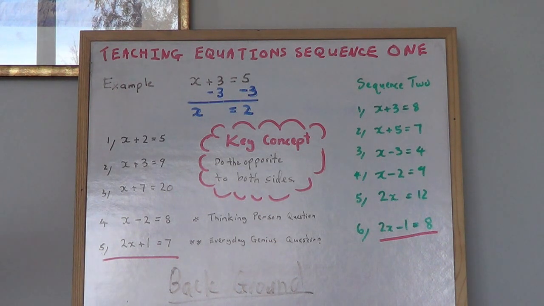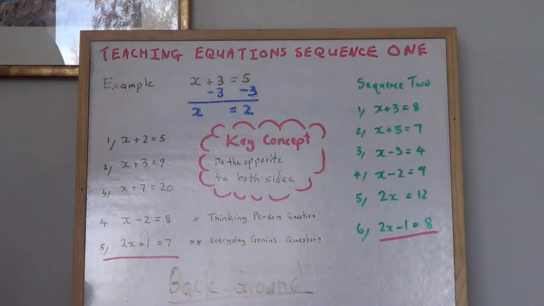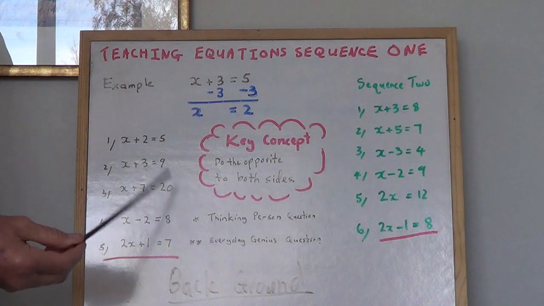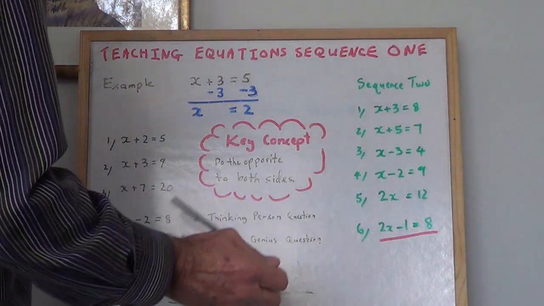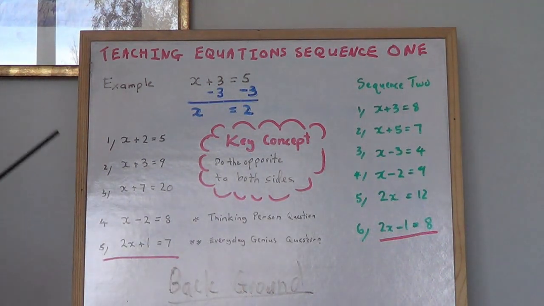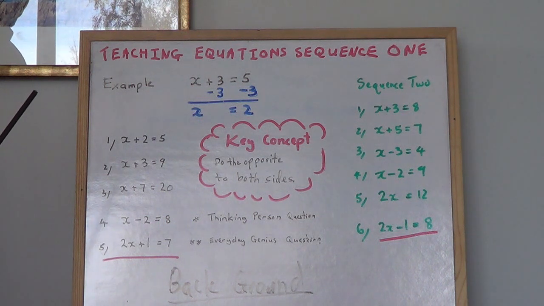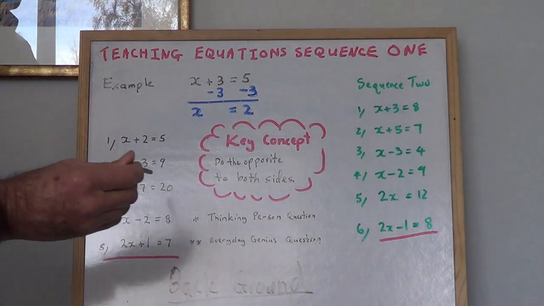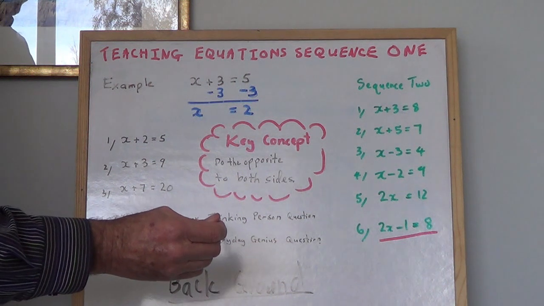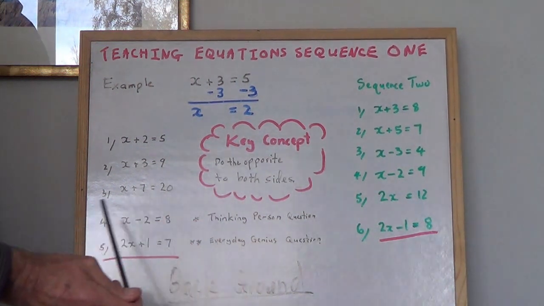Now in my class, I'll have fast trackers and I'll have a tail end Charlie or a tail end Charlene. This sequence of questions is designed so tail end Charlie gets to here. Now that's the thinking person question, all right? So I want them to have a crack at that. I will go into the rationale behind the thinking person question in another video.